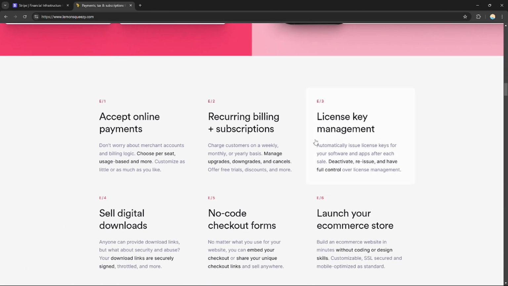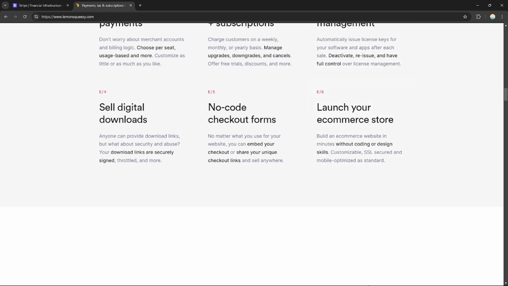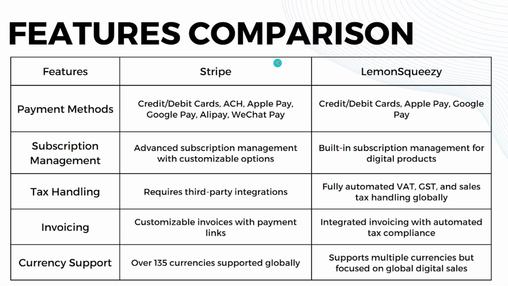So without any further ado, let's get started. Now let's go directly to the features comparison.